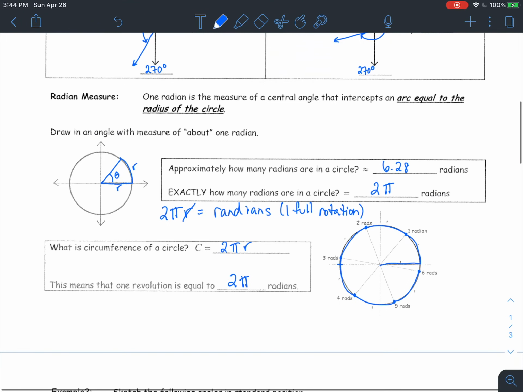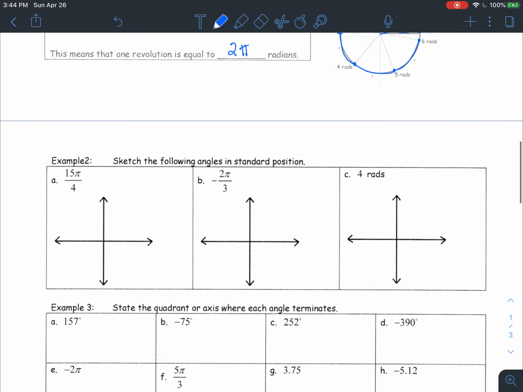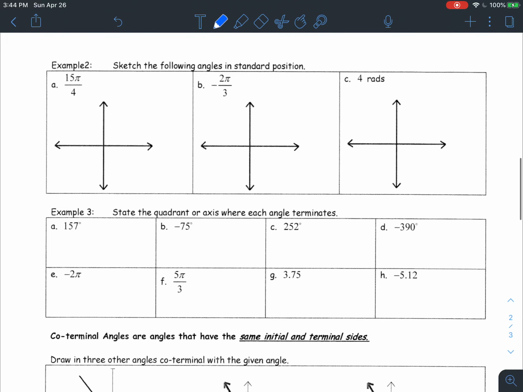So that's what radians are. They're a little bit different. They're a little bit weird. It's a whole different way of splitting up the circle.